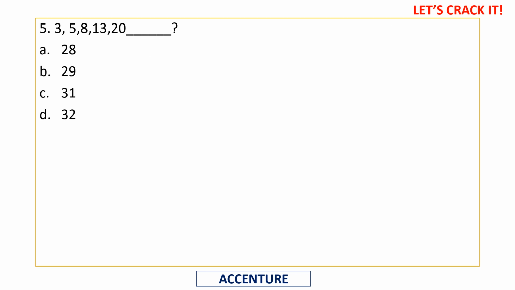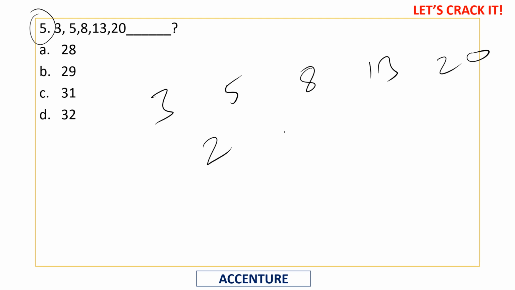Moving on to the next question, fifth question. 3, 5, 8, 13, 20, and we have to find the next successive number. So here let's find the differences between these numbers. 3, 5, 8, 13, 20. So 5 minus 3, the difference is 2. Here the difference is 3. Here 13 minus 8, difference 5, and then next 7. So the differences are following a pattern: 2, 3, 5, 7.